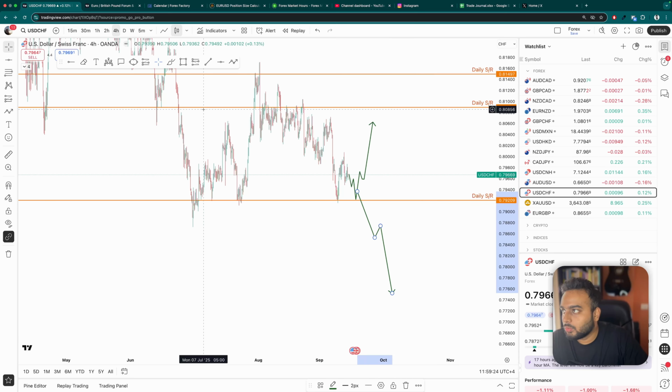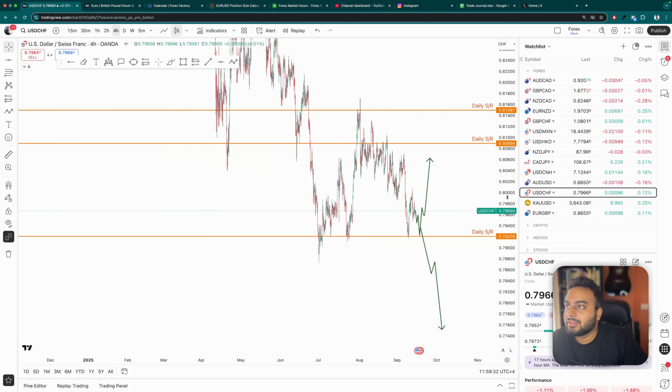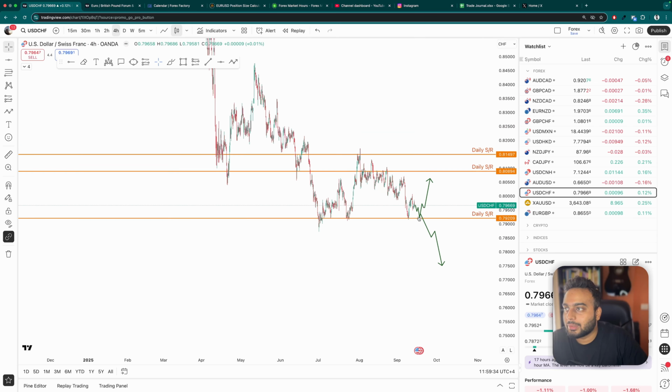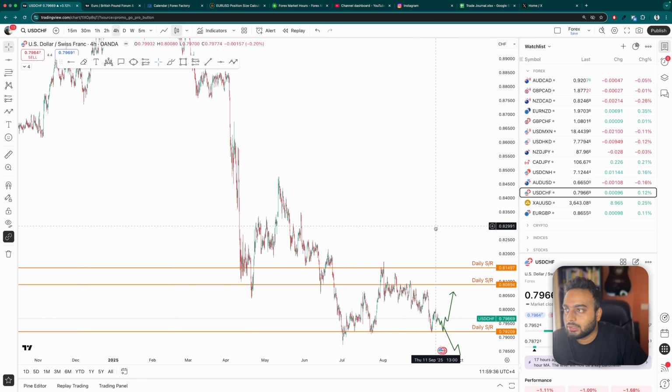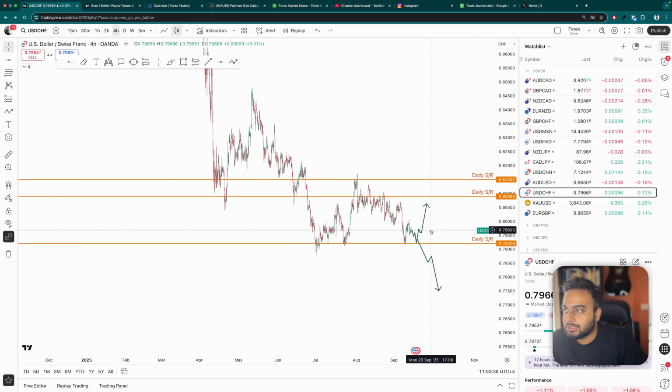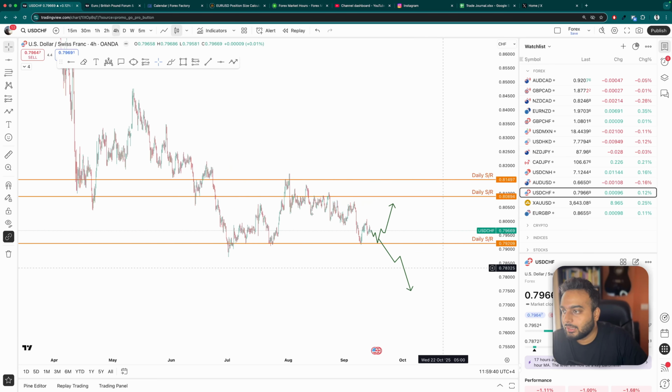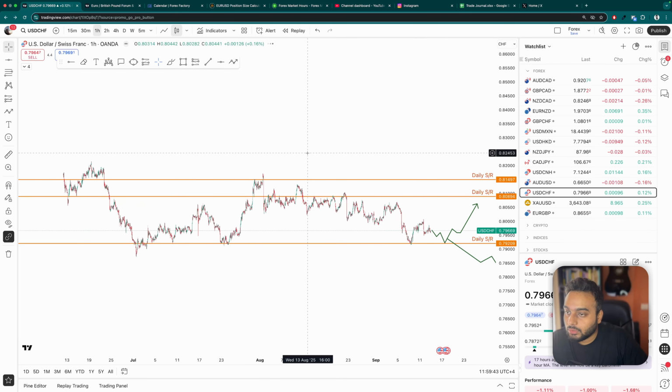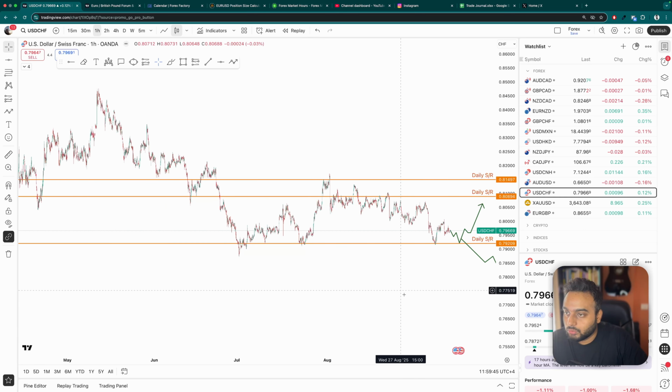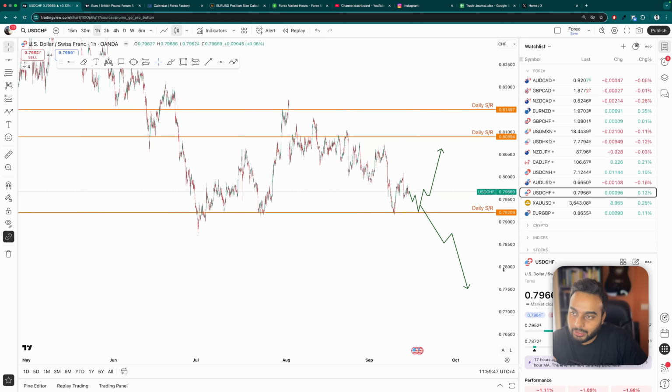Or you can do one more thing if you want a tighter stop loss. The problem with this is the stop loss is going to be huge. But USD CHF gives really nice larger price actions. If you have a stop loss like this, you will find a good trade eventually. But you can also wait for something like this. I might wait for it.